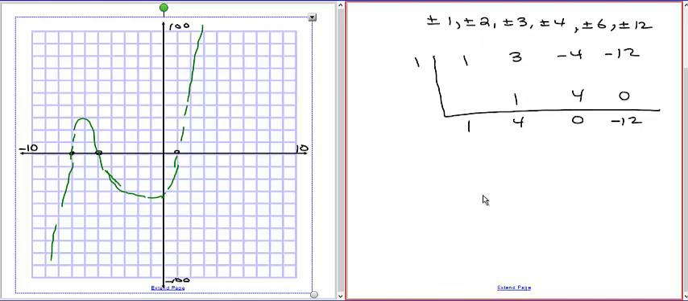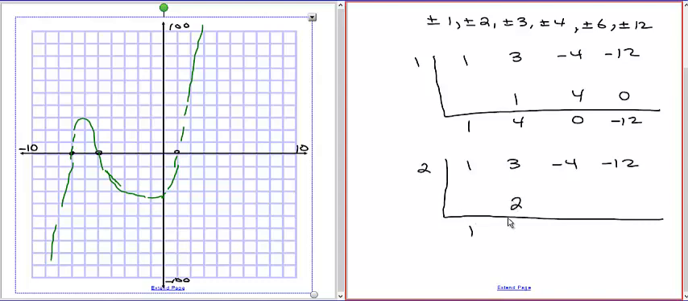So let's go to the next positive one, which is 2. Put 2 in here. Bring this 1 down. 2 times 1 is 2. 3 plus 2 is 5. 2 times 5 is 10. Negative 4 plus 10 is 6. 2 times 6 is 12. Negative 12 plus 12 is 0. Bingo. So what we can say is our zero is x equals 2, and our factor is x minus 2.